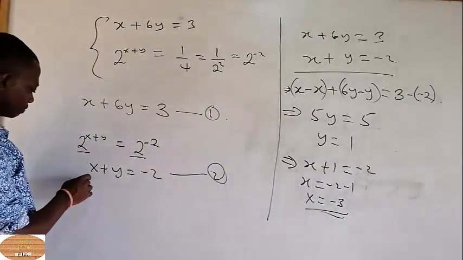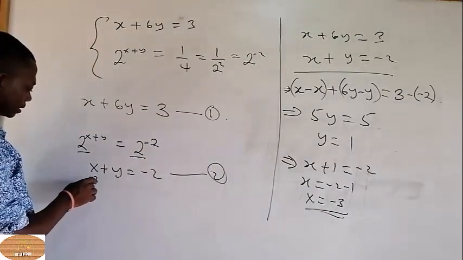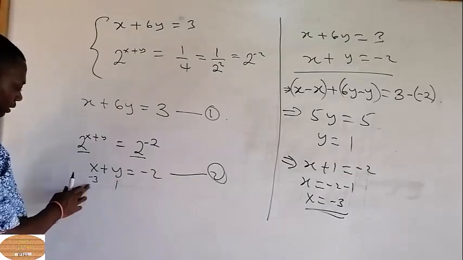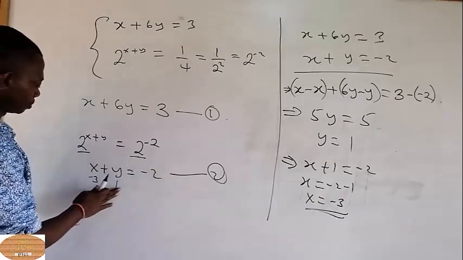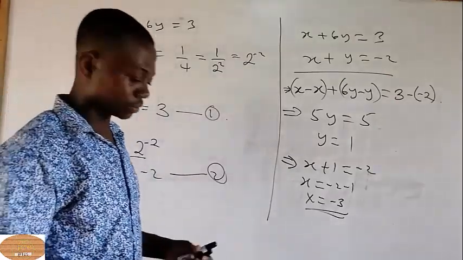So let's check from here. x is minus 3, y is 1. So minus 3 plus 1 is minus 2. Alright. So that's all.